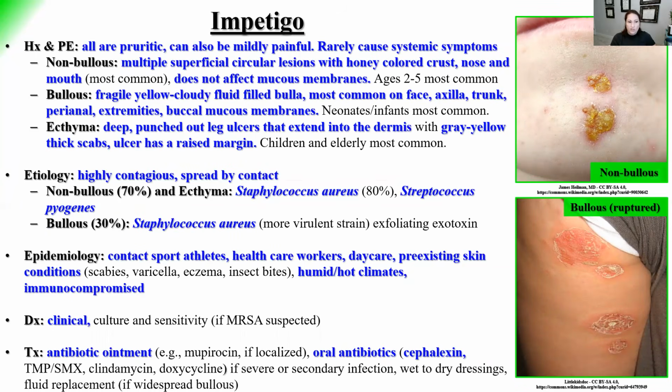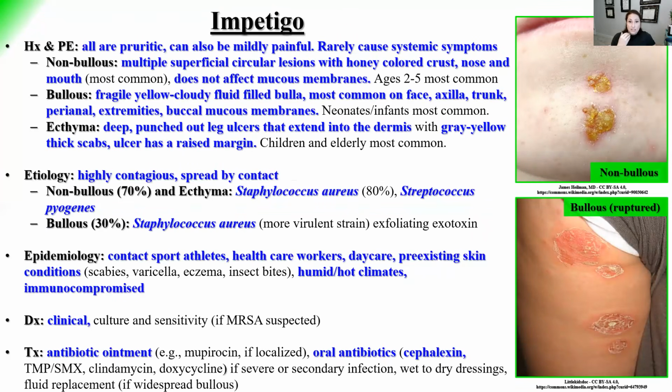Let's start with non-bullous, and this is going to be our most common one. 70% of impetigo is going to be non-bullous, and that's the top picture over here. Multiple superficial circular lesions with a honey-colored crust, and that's an important point. Honey-colored crust, which is exactly what you can see in that picture. The nose and the mouth are going to be the most common, and this one does not affect the mucous membranes. This is much more common in younger children, so ages 2 to 5.